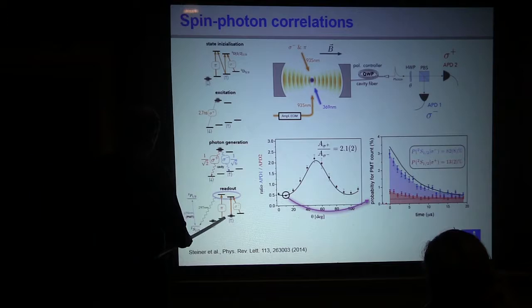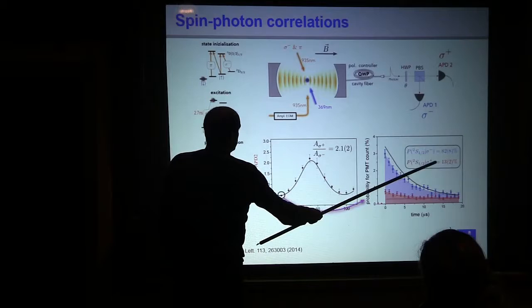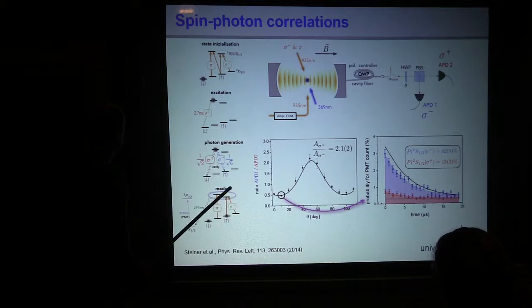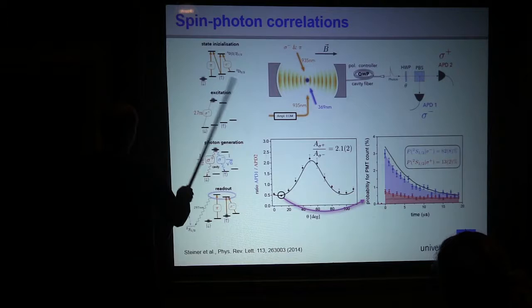Or if you see sigma plus polarized light coming out, then the ion is in this state. And here's the correlation visibility of this correlation. It's not yet 100%. We would like to have this higher, but we're limited in this arrangement by the orientation of the magnetic field with respect to the cavity axis. This limits the fidelity of the optical pumping and the fidelity of generation. But this is something that we can improve upon in the future.